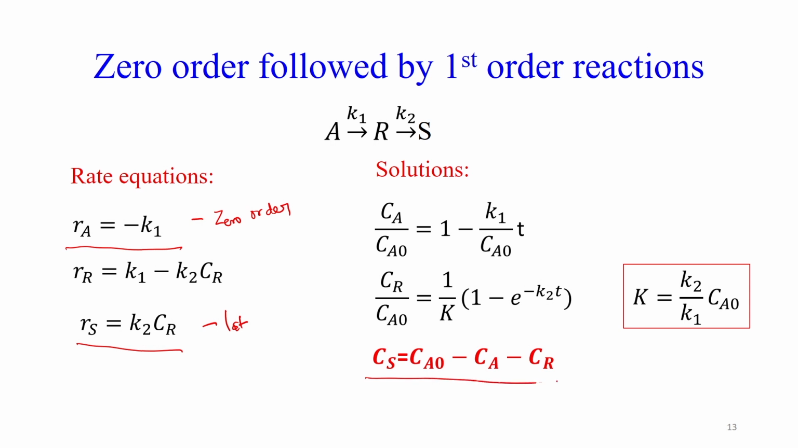And finally, in all the cases the Cs will be the initial concentration Ca naught minus the concentration of A what is left and the concentration of intermediate Cr how much amount it is there, because total concentration will be Ca naught, that will be constant.